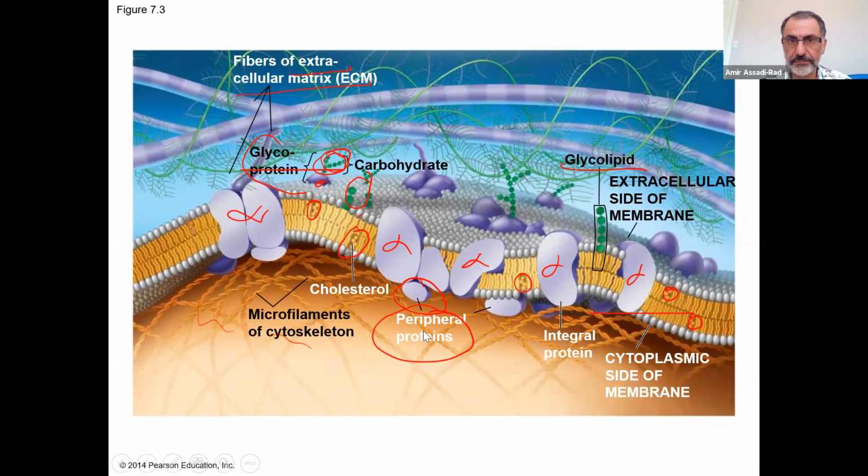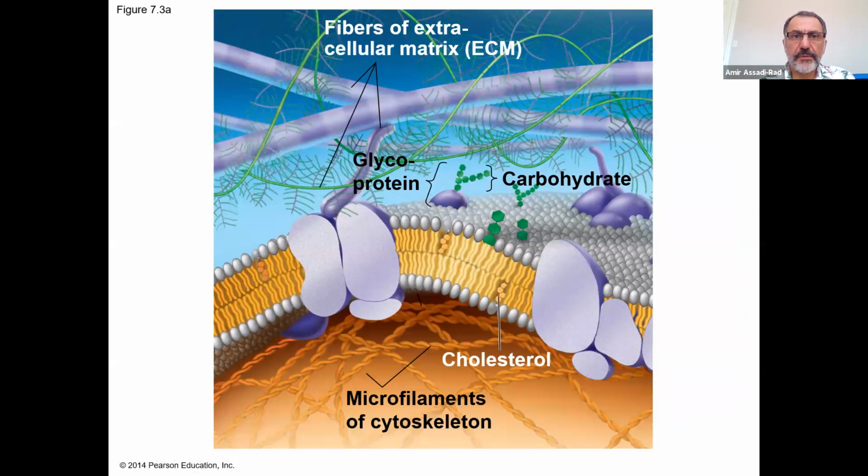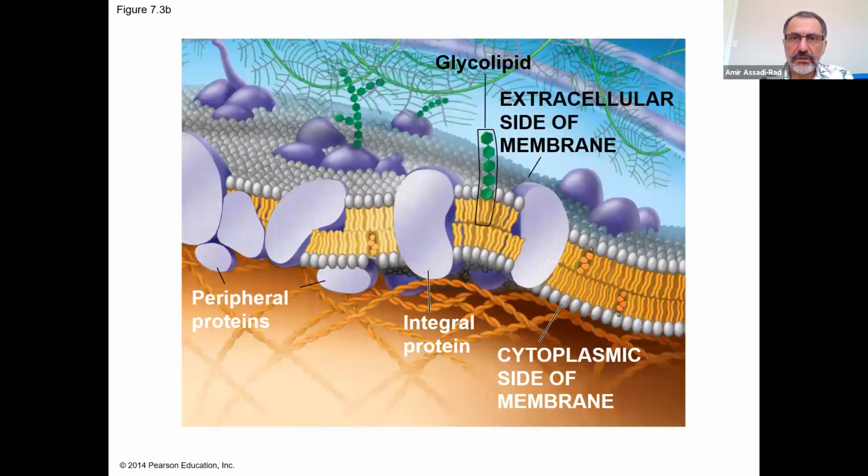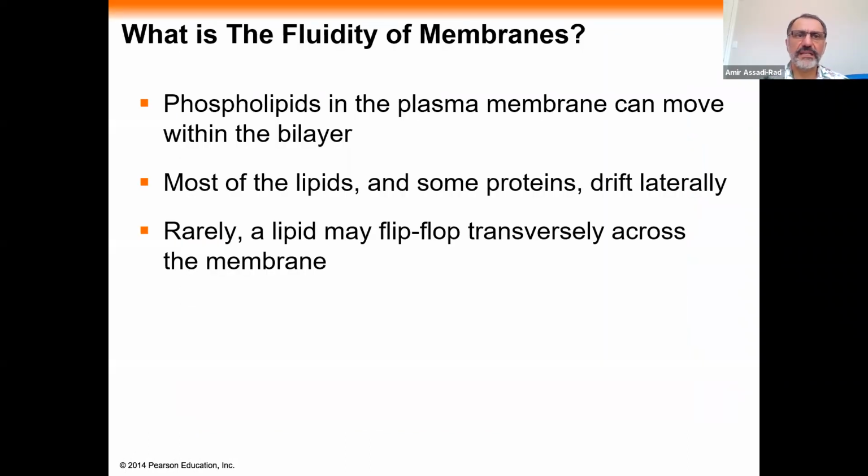Anyhow, let's move on. Then fiber of extracellular matrix, we talked about this a little bit. Glycolipid, glycoproteins, it's been talked about, okay. What is fluidity of membrane? Phospholipid, as I said, even the phospholipids within the cell membrane are fluid as well, not just the proteins. The phospholipid in the plasma membrane can move within the bilayer, okay? So those phospholipid molecules do move around within the phospholipid bilayer.